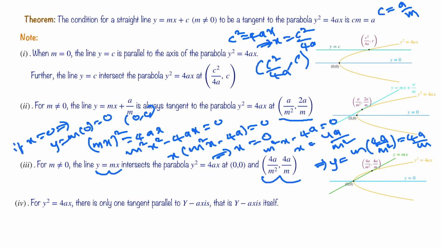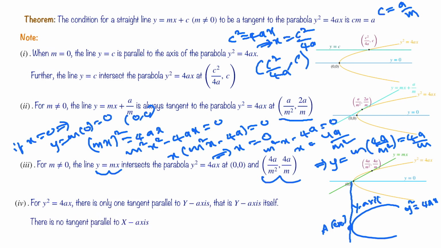For y square equal to 4ax, there is only one tangent parallel to the y-axis, that is the y-axis itself. See, for the parabola y square equal to 4ax, at the vertex the tangent is the y-axis, right? This is the only tangent that is parallel to the y-axis. So the y-axis is tangent to the parabola at the vertex 0, 0. Fine. There is no tangent parallel to the x-axis, because any line parallel to the x-axis is going to cut the parabola at a single point like this.